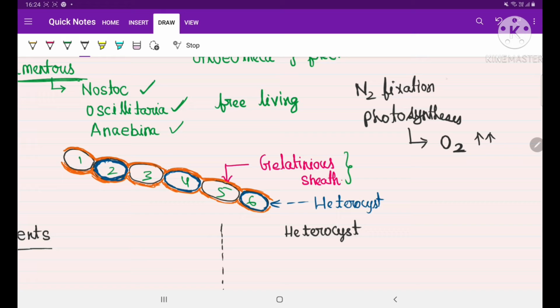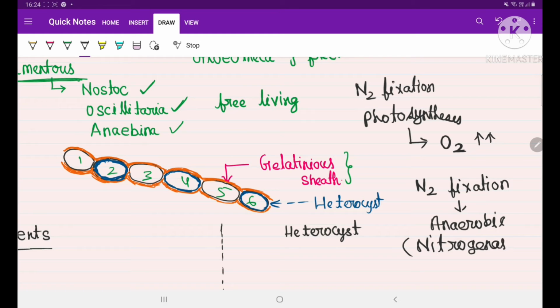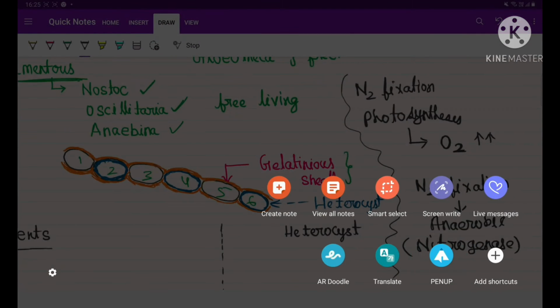Nitrogen fixation is not possible in the presence of oxygen. Nitrogen fixation is a completely anaerobic process. Why an anaerobic process? Because for nitrogen fixation one enzyme is required, called nitrogenase, and this nitrogenase enzyme is inactivated in the presence of oxygen. But still they do this seemingly impossible thing, only our cyanobacteria do.